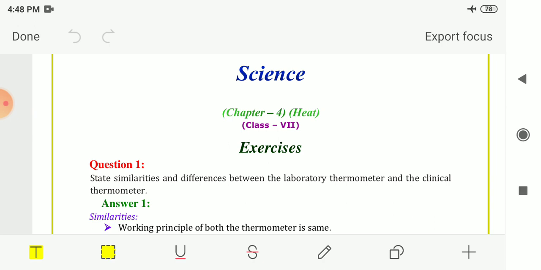So we had seen about the temperature first. The degree of hotness or coldness of any object is called its temperature. Then we had seen that whether an object is hot or cold is known by its temperature. Then we had seen how the temperature of any substance increases or decreases. The temperature of a substance increases on giving heat to that substance, and the temperature of a substance decreases on absorbing heat from that substance.